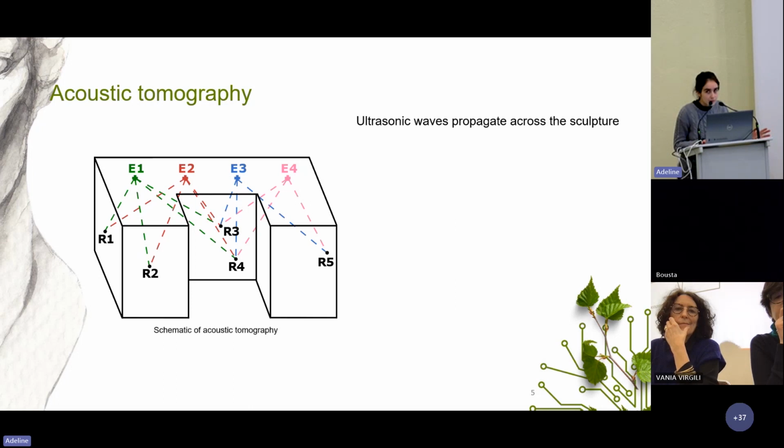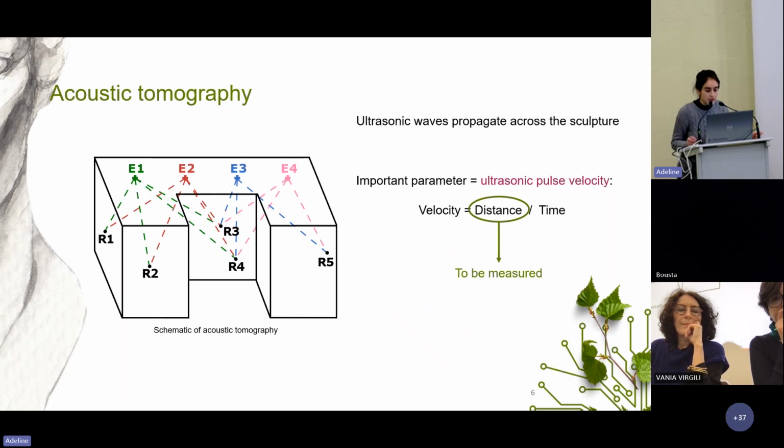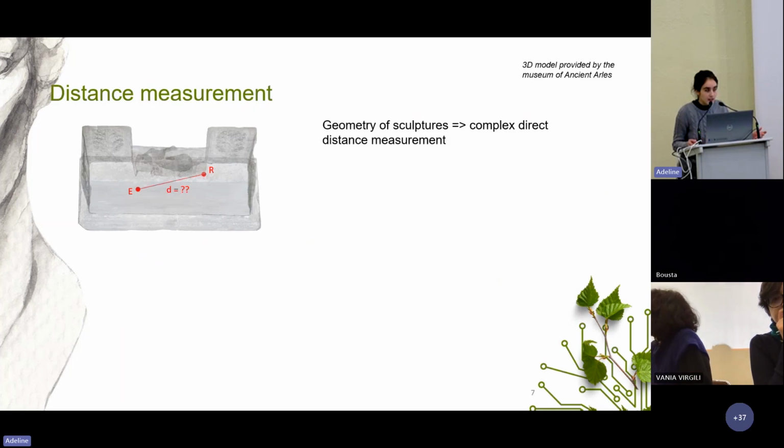The important parameter that we are interested in measuring is the ultrasonic pulse velocity, so the velocity of propagation of the ultrasound in the object. What we measure directly during the experiment is the time of flight of the ultrasound between each emitter and receiver. So we then have to measure the distance between them. The problem on this kind of object is that the geometry is generally quite complex, and direct distance measurement with tape measures or compass is relatively difficult to carry out.